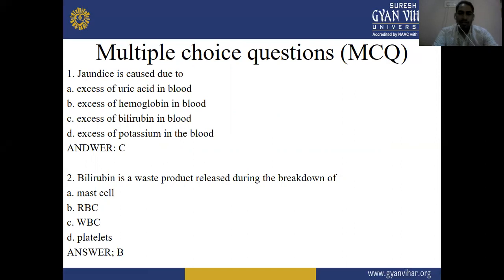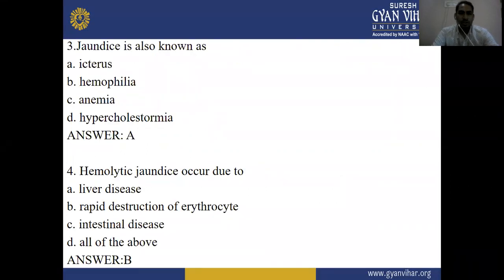Bilirubin is a waste product released during the breakdown of: option A, mast cells, option B, RBC, option C, WBC, and option D, platelets. The right answer is RBC. Bilirubin is a waste product of RBC. Next one: jaundice is also known as icterus. Option A, icterus. Option B, hemophilia. Option C, anemia. And option D, hypercholesterolemia. The right answer is A.